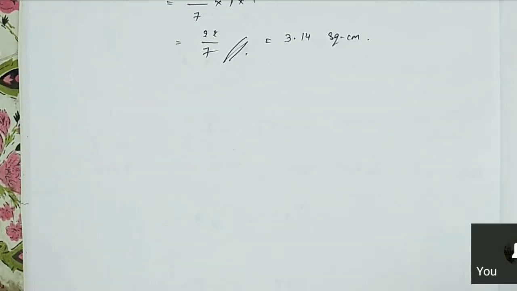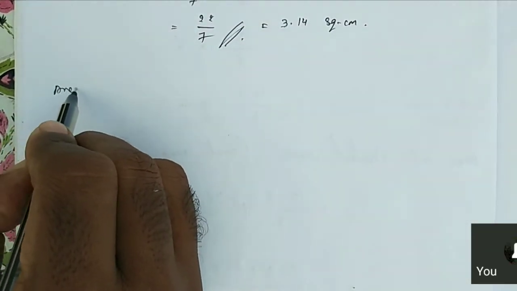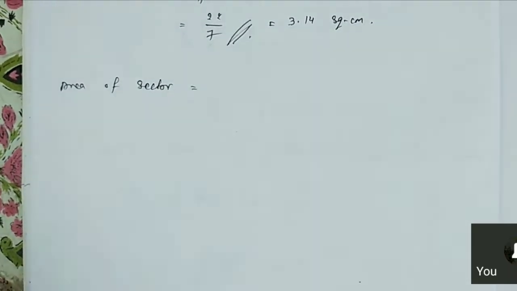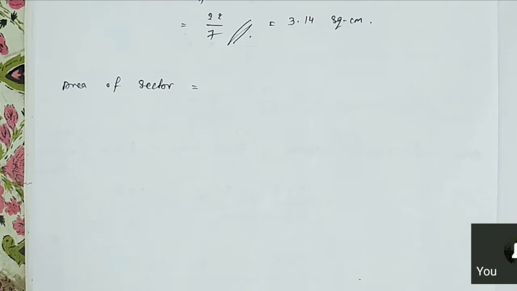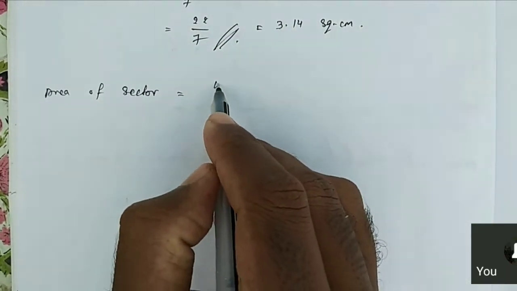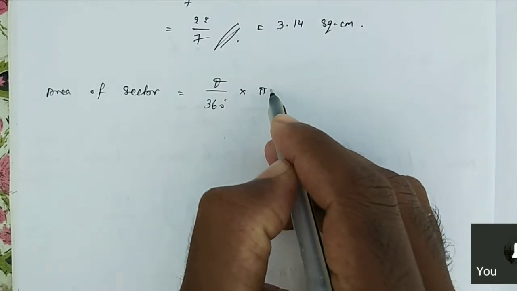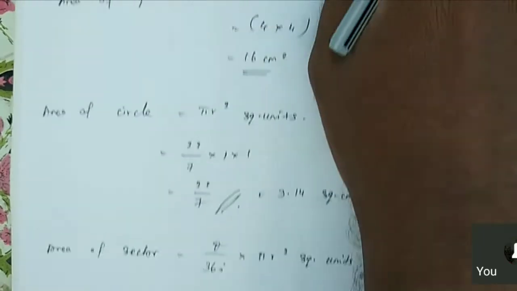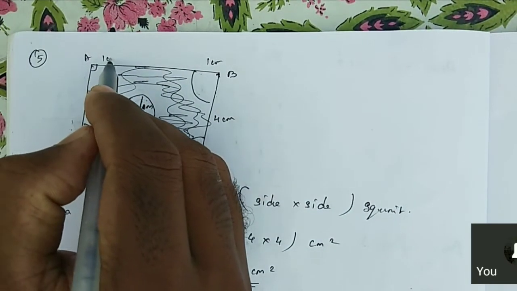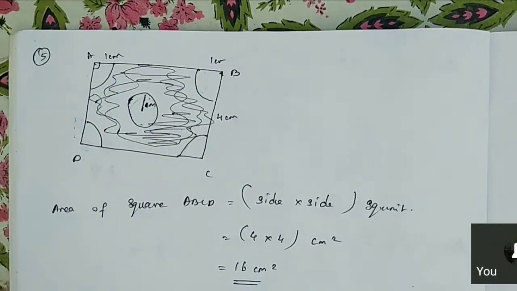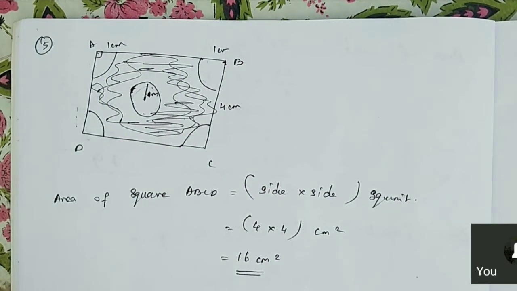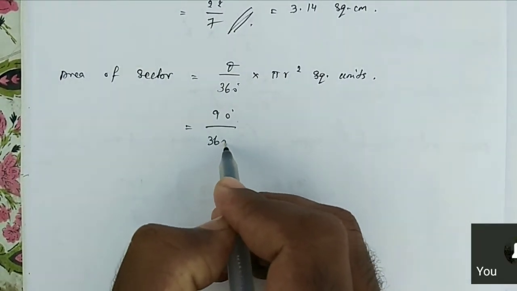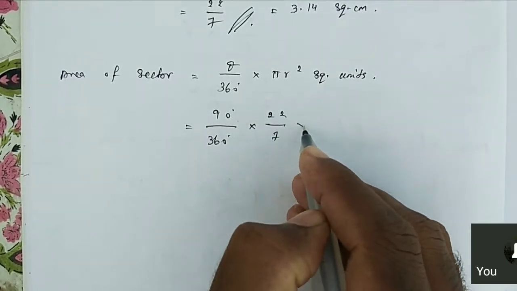Here it is based on the sector problem, so you can go with the sector. Area of a sector is equal to theta by 360 into pi r squared square units. Now, what is the theta here? You can consider this one. What is the theta? 90 degree. Why is it 90 degree? With the square, the corner angles are 90. So 90 degree by 360 degree into 22 by 7 into 1.